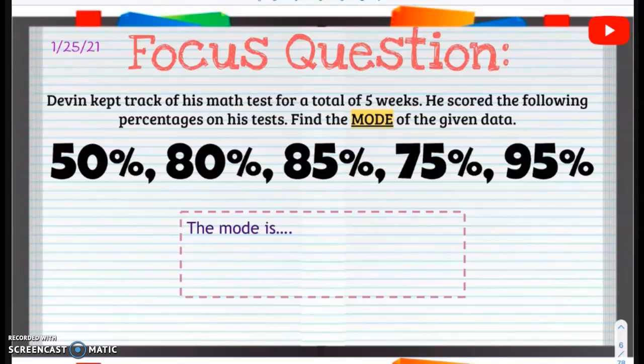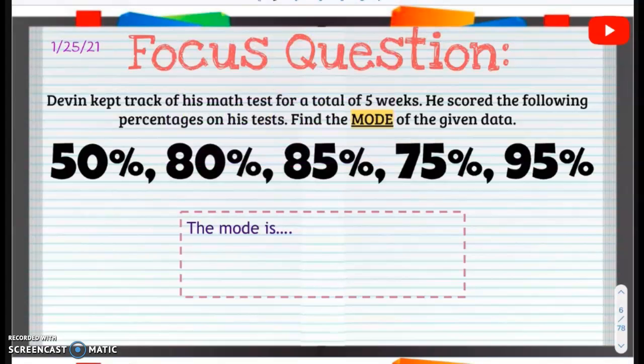January 25th, 2021 focus question. Devin kept track of his math test for a total of 5 weeks. He scored the following percentages on his tests. Find the mode of the given data. So we're going to find the mode.